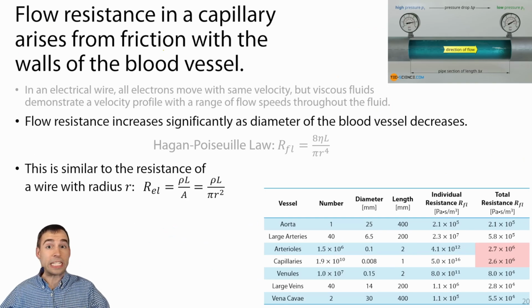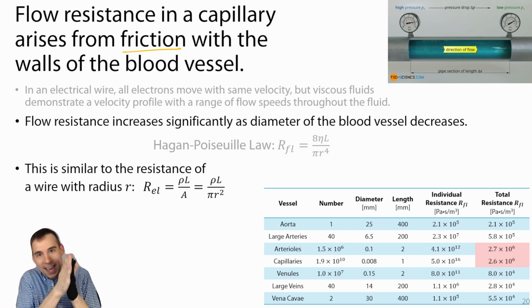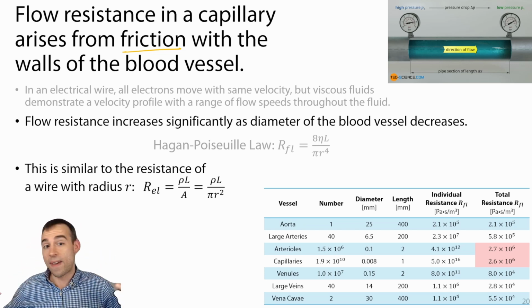Ultimately, the resistance in fluid flow in our capillaries is a lot like the electrical resistance in an electrical circuit, except in our capillaries, the reason why we have this resistance is because there's friction with the walls of the blood vessel. This doesn't really happen so much with electricity because the electrons all move consistently through the conductor. It's not like they drag on each other, really. They don't affect each other all that much.